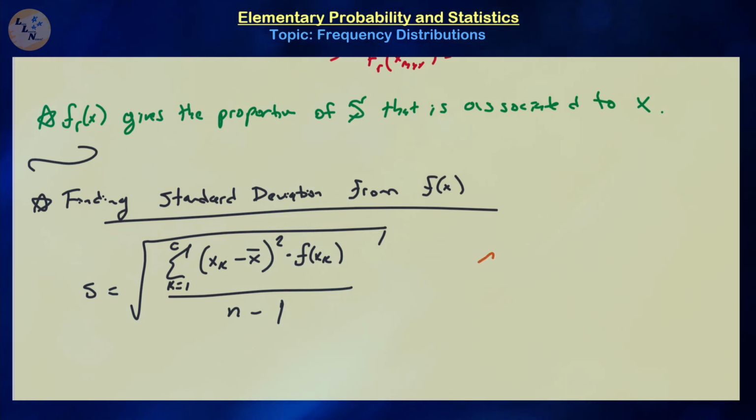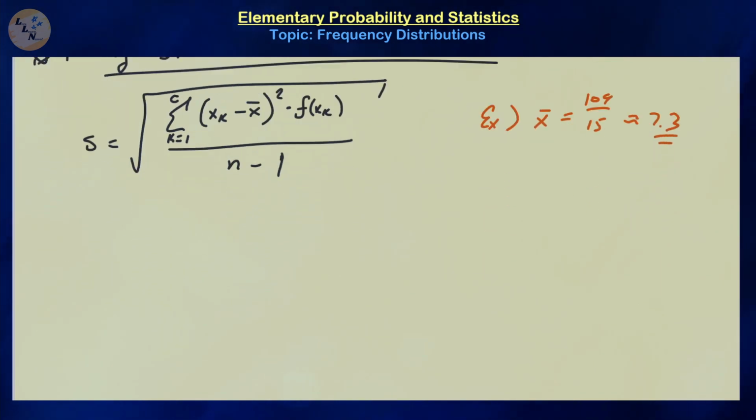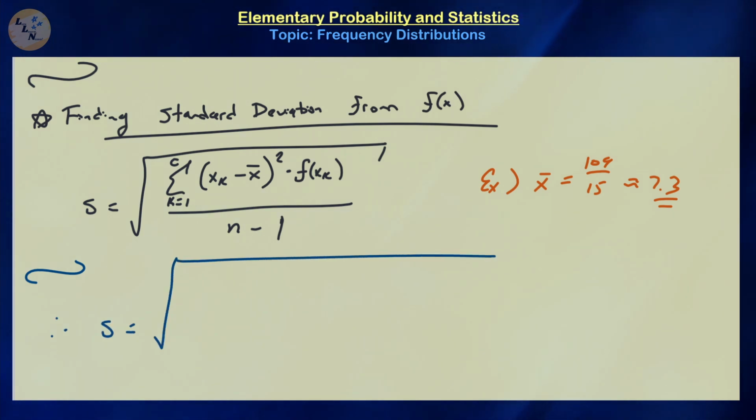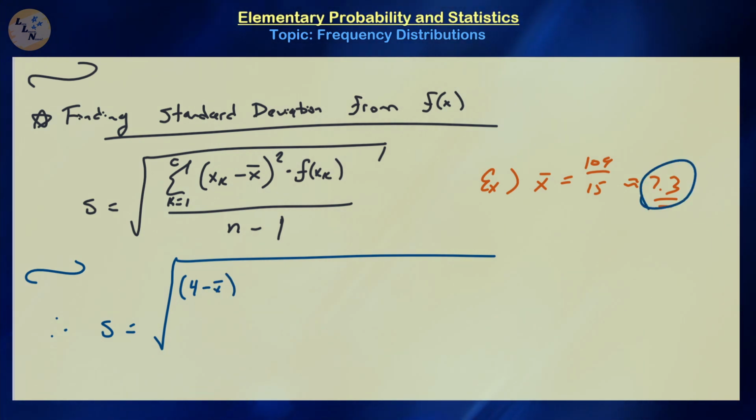So recall for our example that the mean was equal to 109 over 15, or approximately equal to 7.3. So how would we find the standard deviation of our sample from our frequency distribution? If that is the case, the standard deviation is going to be equal to the square root of 4 minus that mean value. Don't use the rounded value, of course, because you're going to have an accumulated round off error.